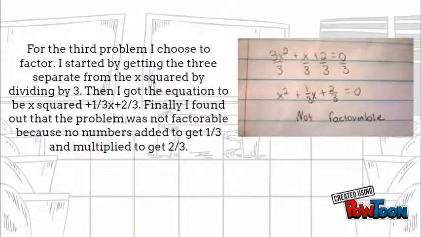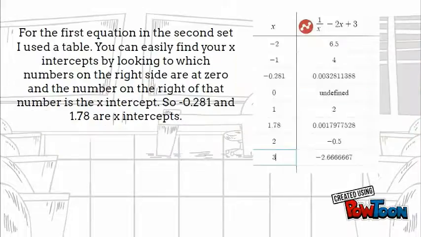For the third problem, I chose to factor. I started by getting the 3 separate from the x squared by dividing by 3. Then I got the equation to be x squared plus 1 over 3x plus 2 over 3. Finally, I found out that the problem was not factorable because no numbers add to get 1/3 and multiply to get 2/3.